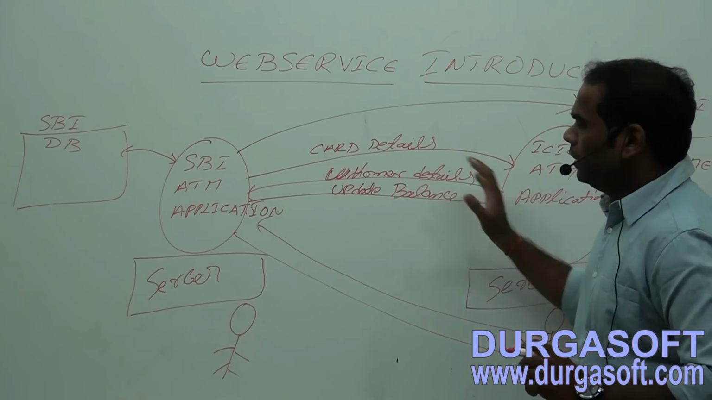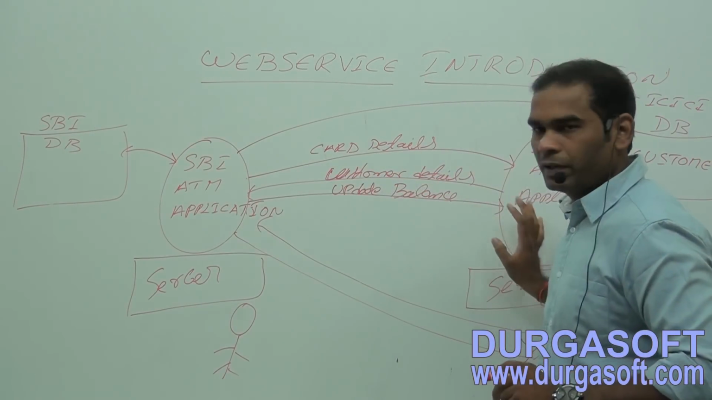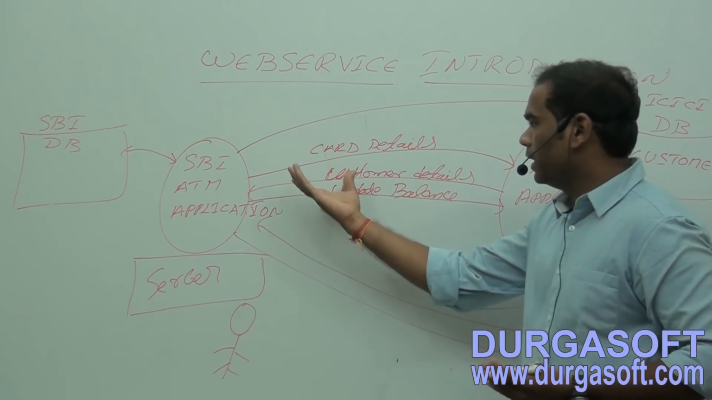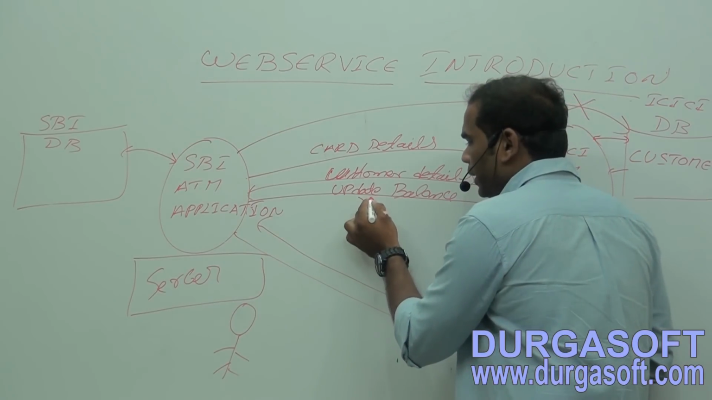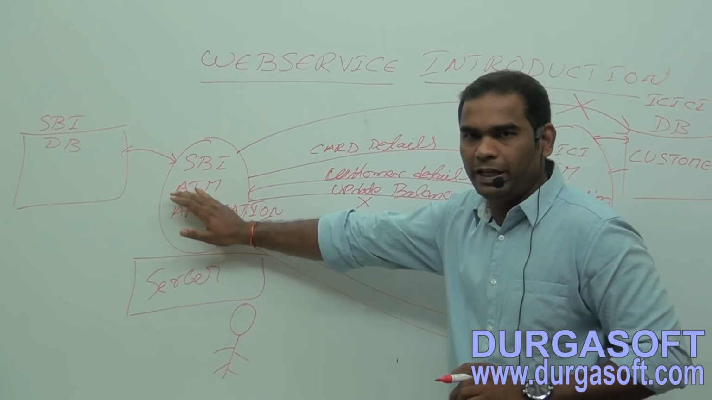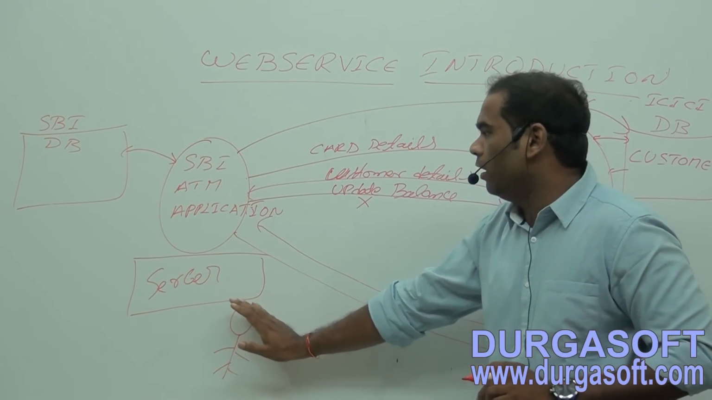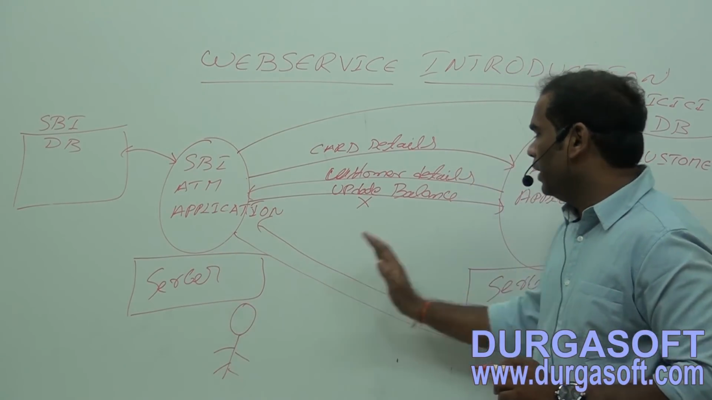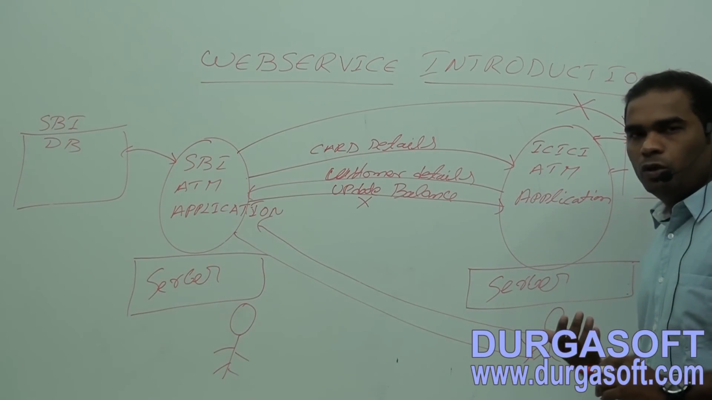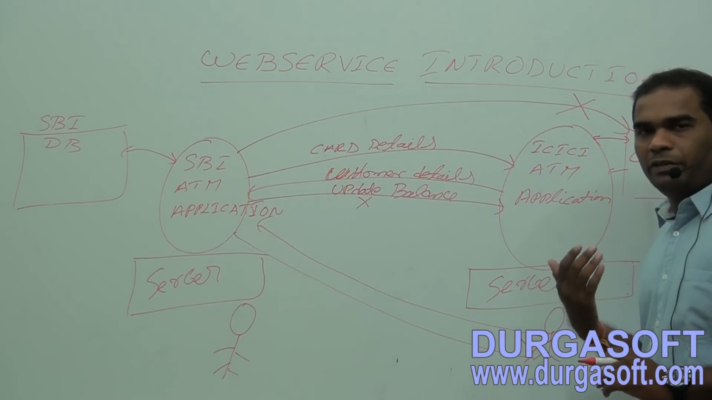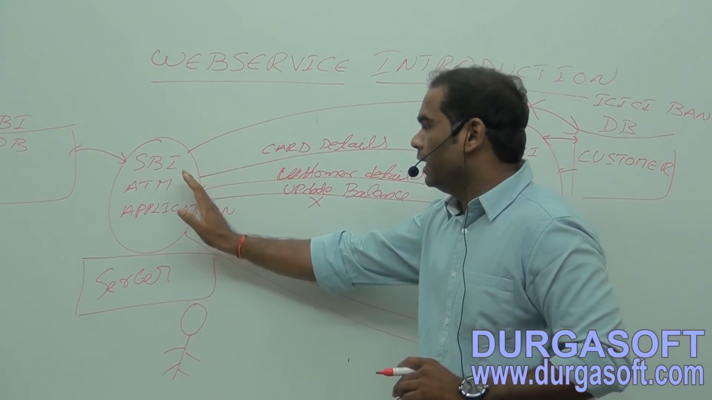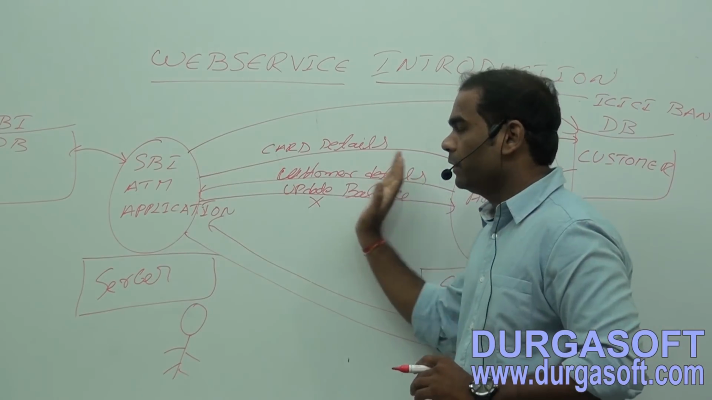So you can observe that this is a different application and this is a different application. Still they are sharing some information here. If they are not sharing the information, maybe an ICICI Bank customer cannot withdraw money from the SBI ATM, and an SBI customer cannot withdraw money from this ICICI ATM application here. But still one customer can withdraw money from any ATM here. The reason is that internally the applications are sharing some information here.